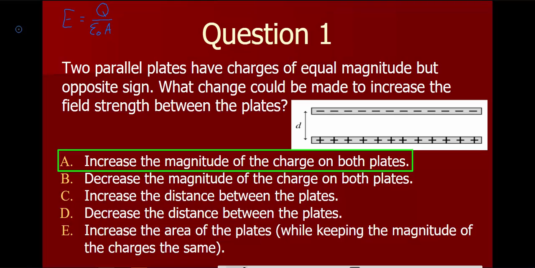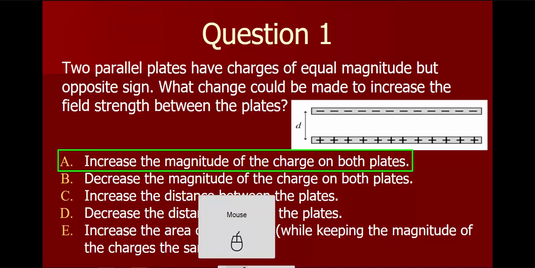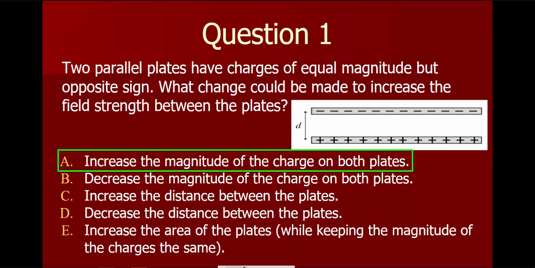So increasing the magnitude works. More Q, more E, right? Obviously decreasing wouldn't work. And then the last one says increase the area. Well, bigger area usually means smaller field. So if it's a decreased area, cool. That one's not. All right, so this is kind of looking at that formula. If you weren't thinking about that formula, then that makes sense.